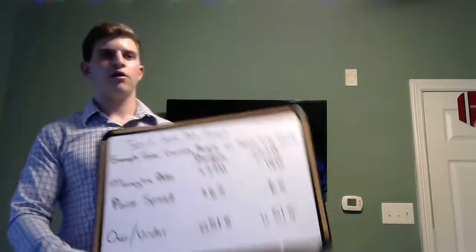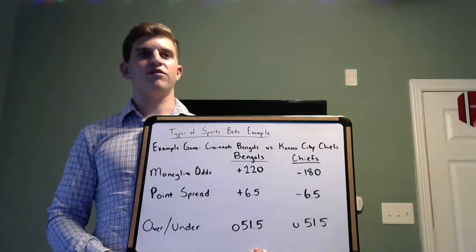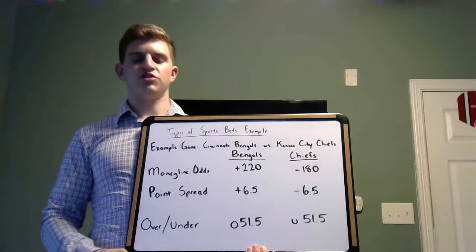Now, for every moneyline bet, there is a favorite and an underdog. The favorite typically refers to the team that is expected to win, and the underdog is the team that is expected to lose the game. So, in an example here, we have the Cincinnati Bengals versus the Kansas City Chiefs and the three types of bets that are associated with it.